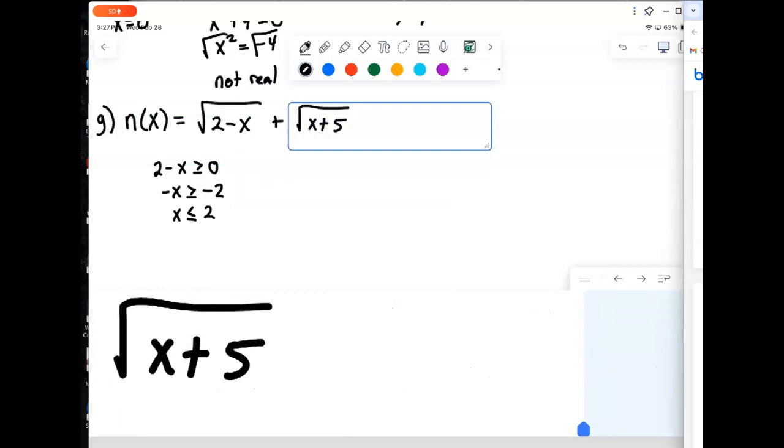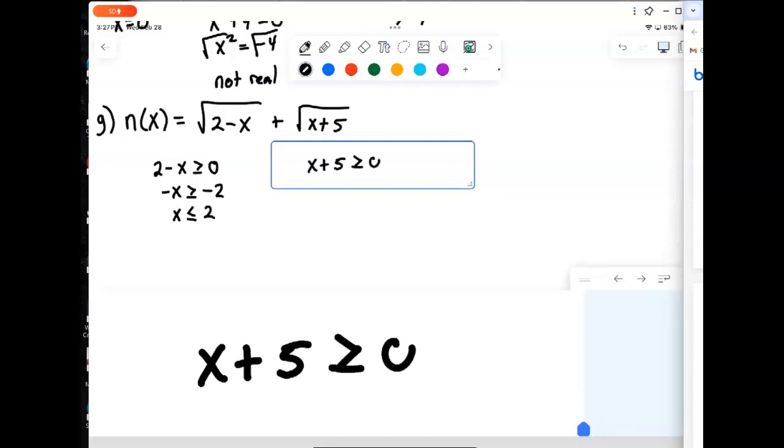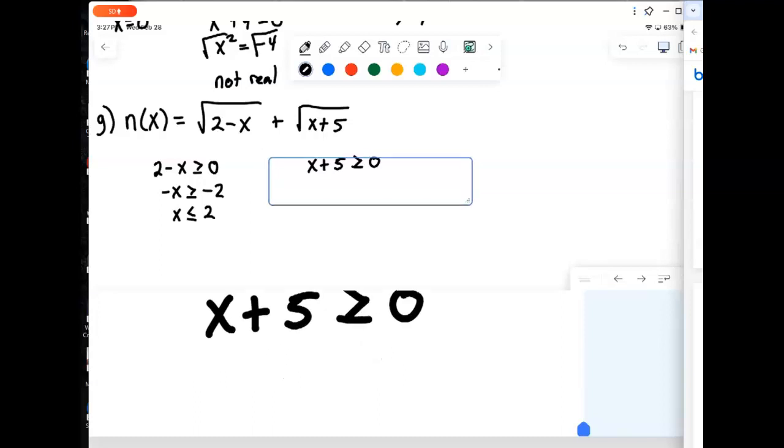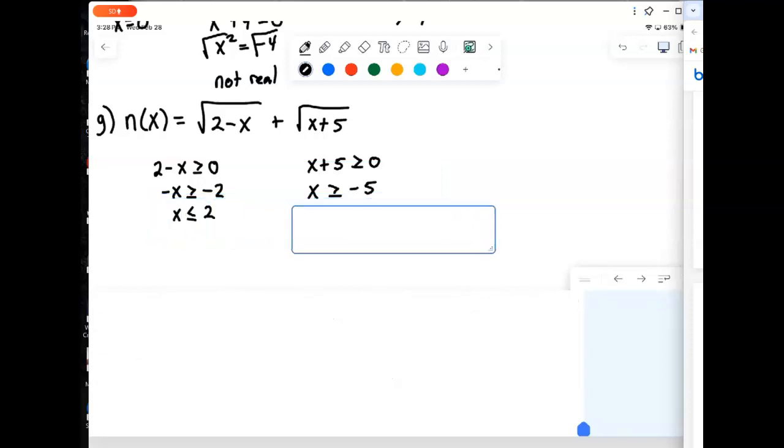Then we look at the second piece, square root of x plus 5. The stuff inside that radical also needs to be greater than or equal to 0. And so we would solve that inequality by bringing the 5 over to the other side and get x is greater than or equal to -5. So we have two limitations here that have to happen.